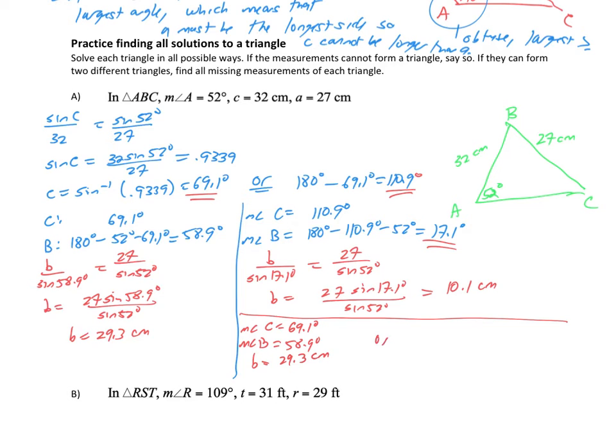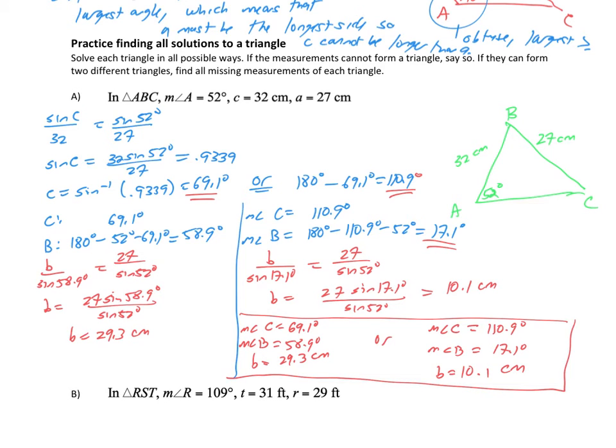And the second case, we could have the measure of angle C equal to the obtuse angle, which was 110.9 degrees. The measure of angle B turned out to be 17.1 degrees in this case, and side length B turned out to be 10.1 centimeters. They gave us units in this case, so I'll put centimeters. Okay, and that is our conclusion.